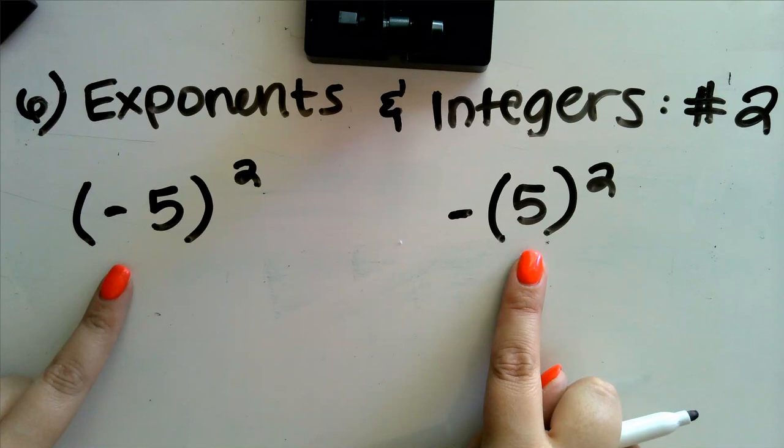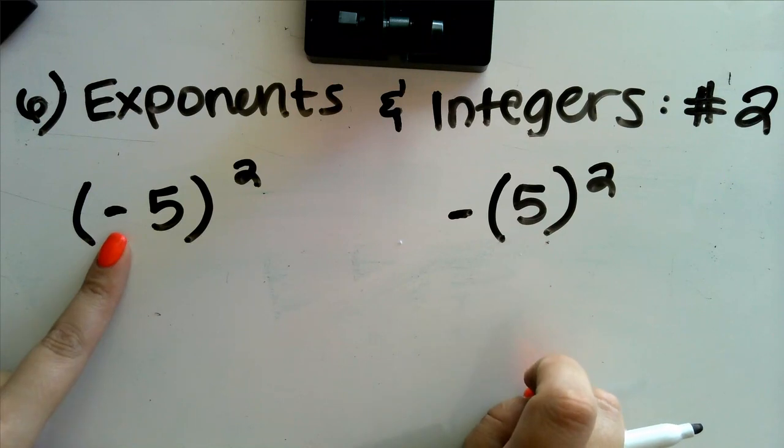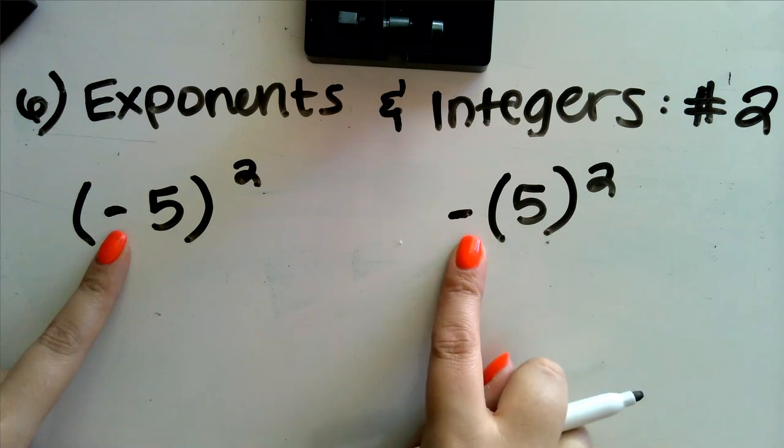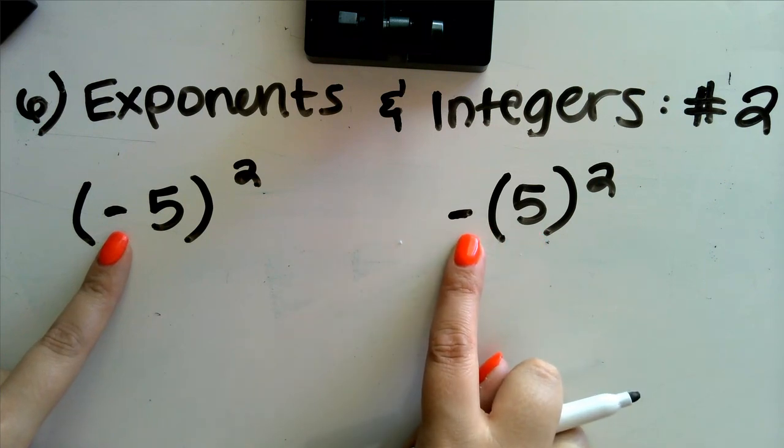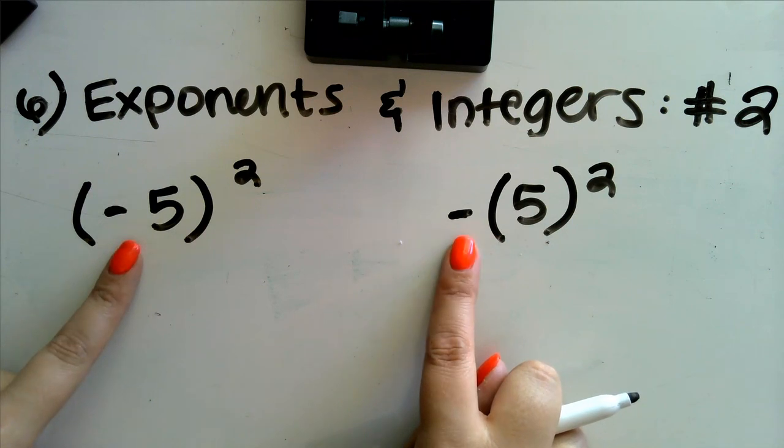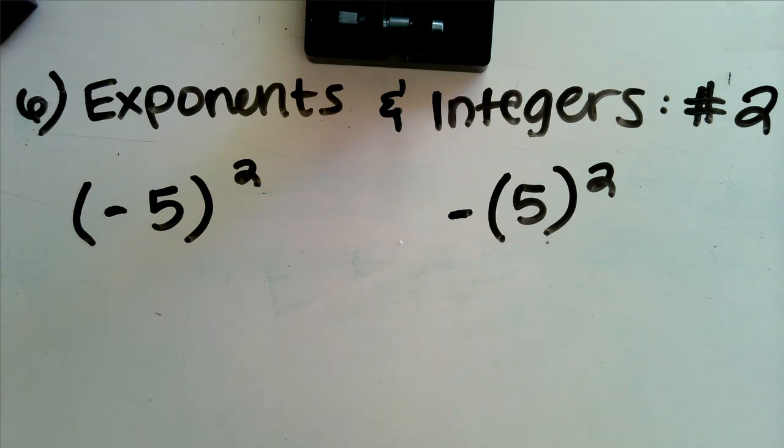Number 2. Now, I want you to look at these two different examples of -5 to the second. They look very similar to one another. However, on our left-hand side, we have a negative sitting inside the parentheses, and on our right-hand side, our negative is sitting outside of the parentheses. Now, some might make the conjecture that these aren't going to be equal to each other. We'll talk about why that is.